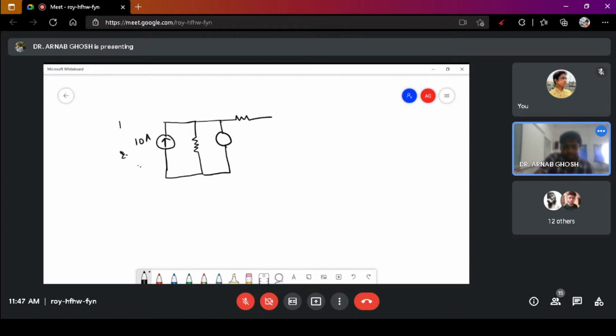Let's say we are taking these two values of the resistance as the same. This is R, this is also R. We are taking the value of the resistances as R. This is a dependent current source equal to 2I. And you have to calculate the voltage across this.